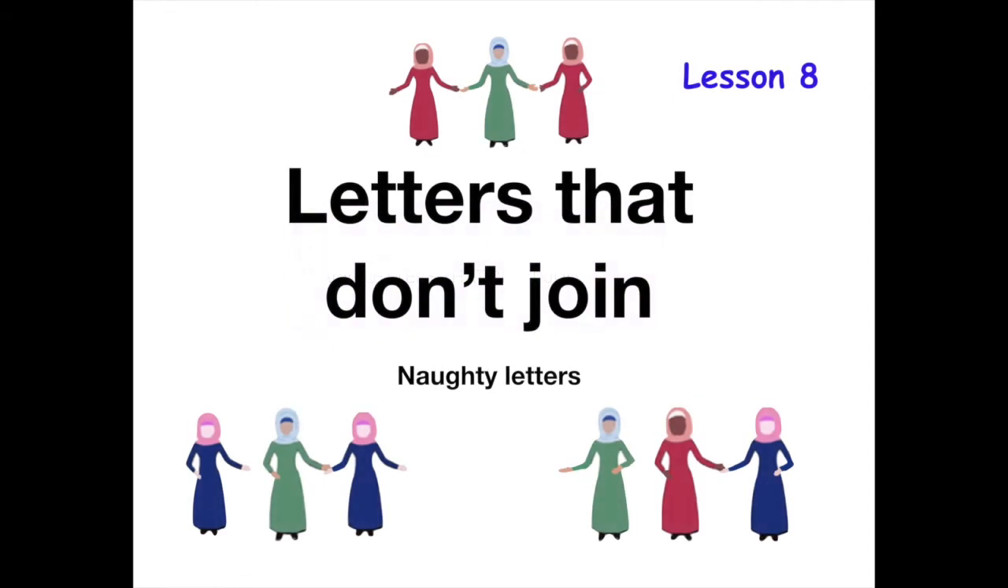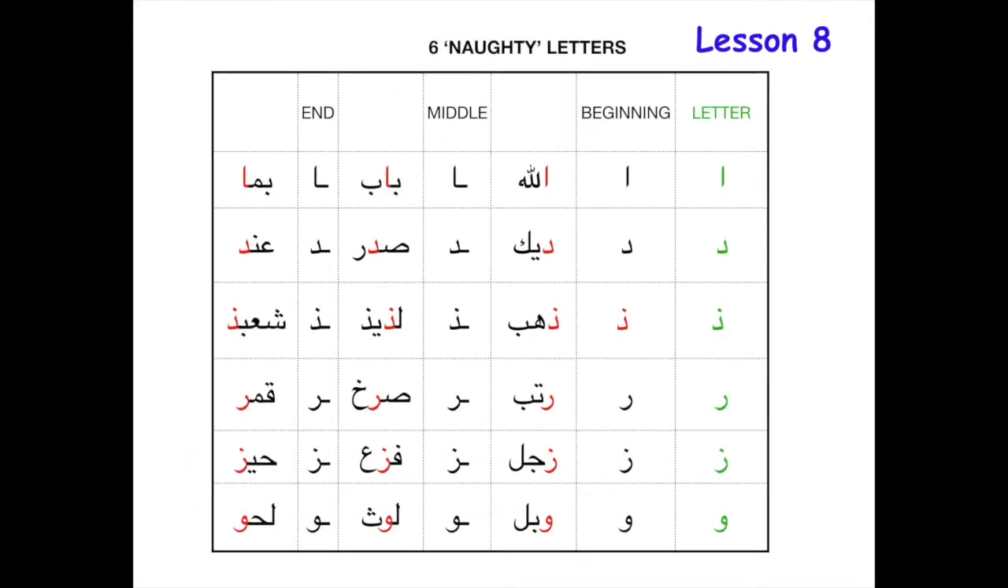In lesson number 8, we looked at the letters that don't join. So when you have a word, it all looks joined up, but within a word there may be some areas where there's a little cut, and we call those the naughty letters. I don't know if you remember, I showed some women holding hands and then not holding hands. That would demonstrate why the letters are joined and then not joined. So here we can look at the letters which were alif, dal, zal, ra, za, and waw. And you can see that within a word, if it's one of these letters, the letter after it is not joined.